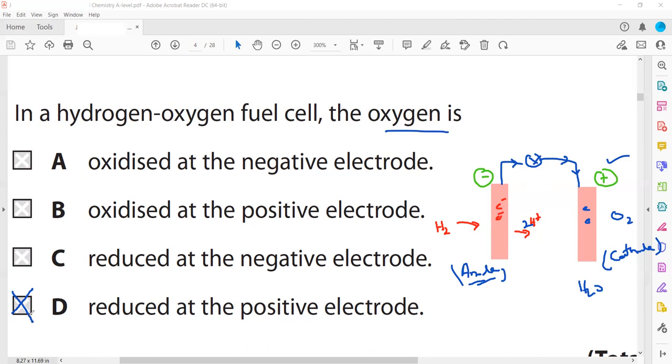If they say oxygen is reduced at the anode or cathode, then we should write cathode. Cathode and anode are in terms of loss or gain of electrons, and in terms of movement of electrons, there is a negative or positive electrode. This electrode is known as the anode because oxidation happened. And this electrode is known as the cathode because reduction happened. Is it clear, this question about the hydrogen fuel cell?